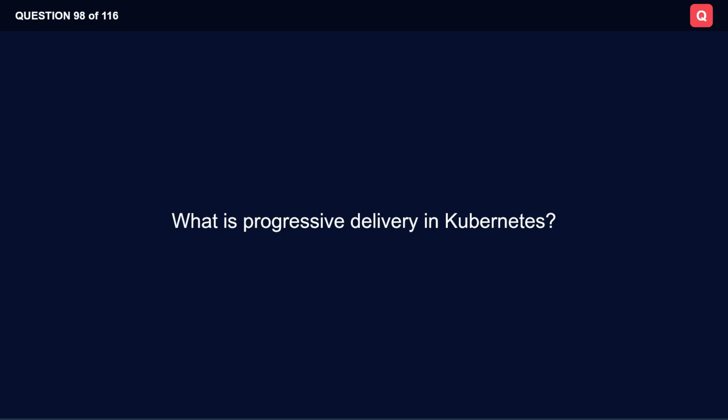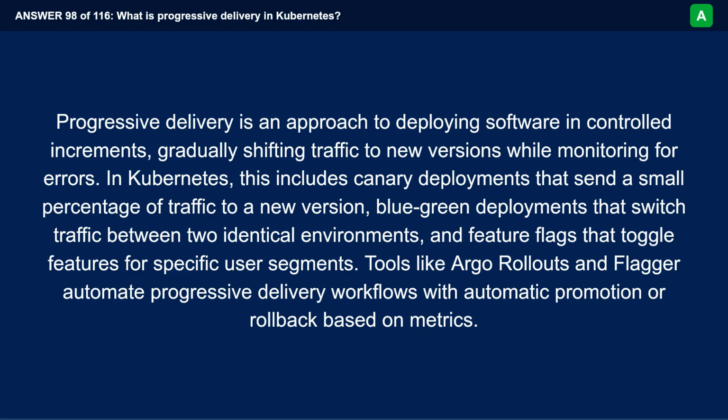What is progressive delivery in Kubernetes? Progressive delivery is an approach to deploying software in controlled increments, gradually shifting traffic to new versions while monitoring for errors. In Kubernetes, this includes canary deployments that send a small percentage of traffic to a new version, blue-green deployments that switch traffic between two identical environments, and feature flags that toggle features for specific user segments. Tools like Argo Rollouts and Flagger automate progressive delivery workflows with automatic promotion or rollback based on metrics.